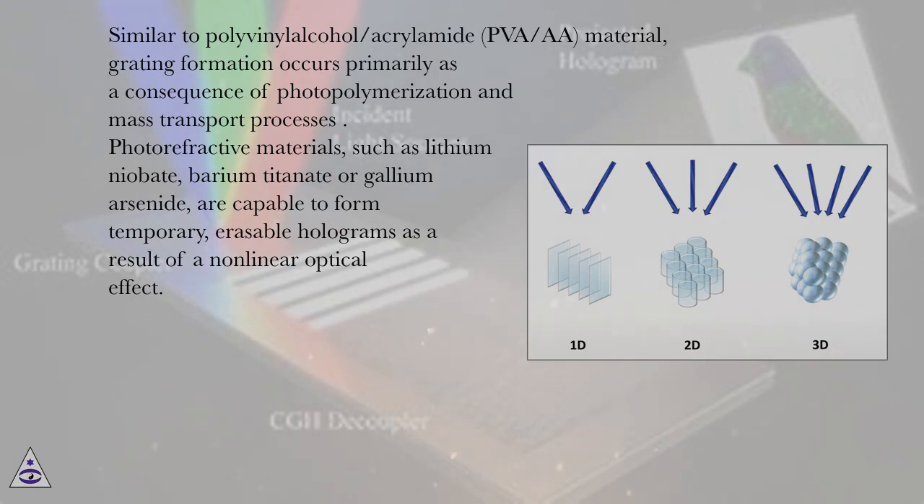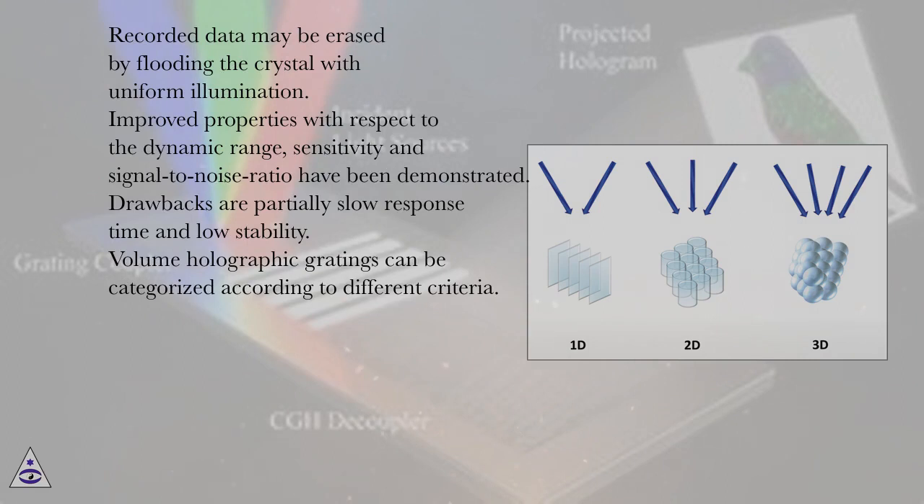Photorefractive materials, such as lithium niobate, barium titanate or gallium arsenide, are capable to form temporary, erasable holograms as a result of a nonlinear optical effect. Recorded data may be erased by flooding the crystal with uniform illumination. Improved properties with respect to the dynamic range, sensitivity and signal-to-noise ratio have been demonstrated. Drawbacks are partially slow response time and low stability.